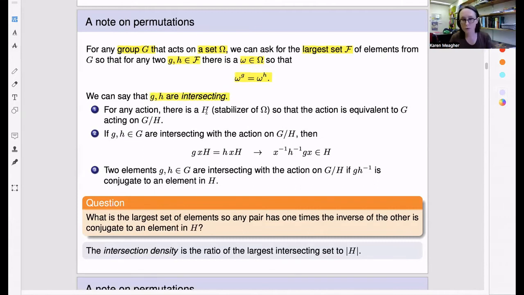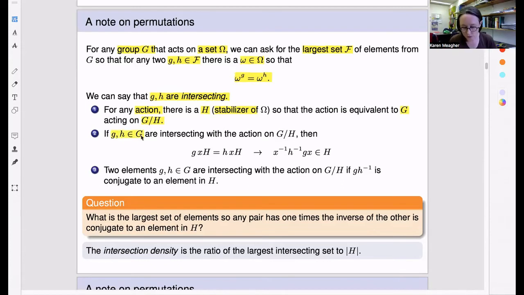So anytime I have a group and any action, I can start asking for what's the largest set of intersecting objects under this action. Now, when I have an action, there's going to be an H, the stabilizer of the action on the set, so that the action is equivalent to G acting on the cosets. So every action I can encode as an action on cosets. So for any group and any subgroup, I've got an action and I want to ask, what do we know in terms of EKR stuff?